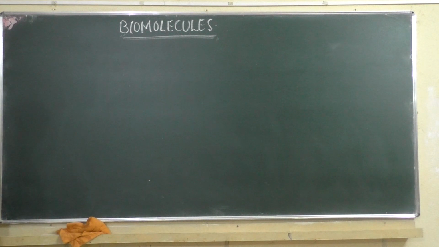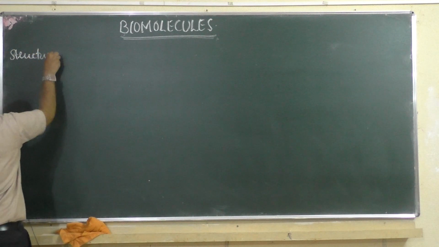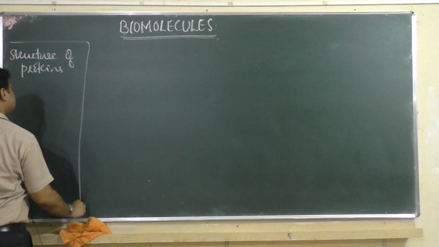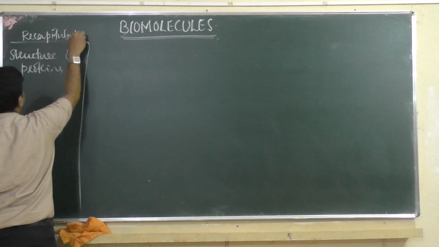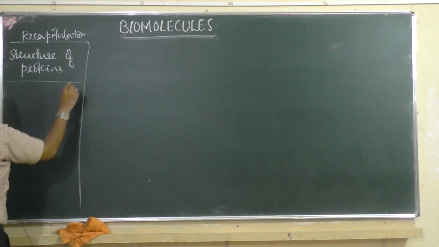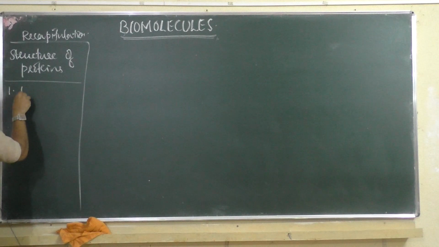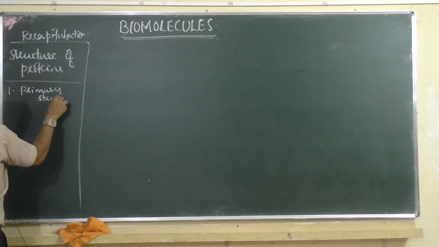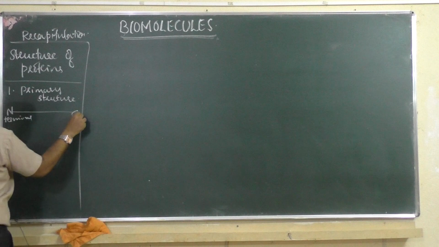So, students, in our last class we discussed the structure of proteins, isn't it? If we do a recap of what we learnt, proteins exist in 4 levels. There are 4 different structures. The first one is the primary structure, which is like a straight line where one side is called the N terminal and the other side is called the C terminal.